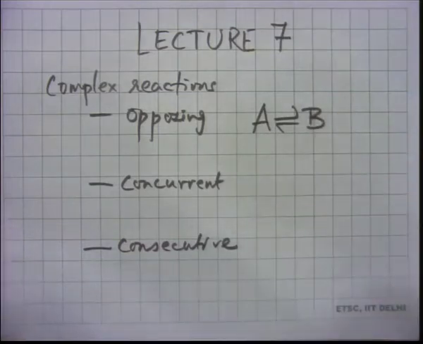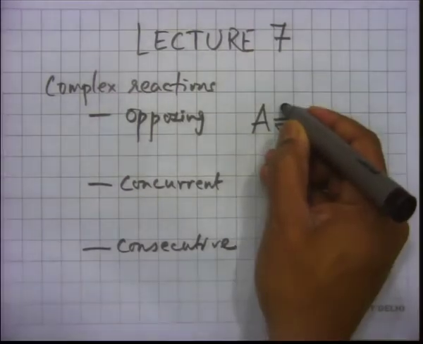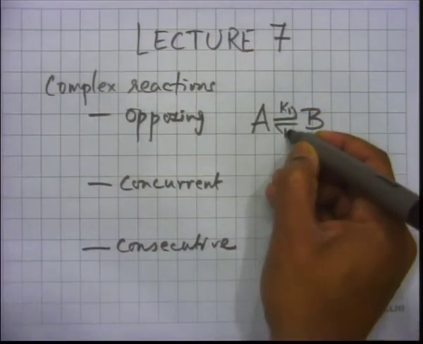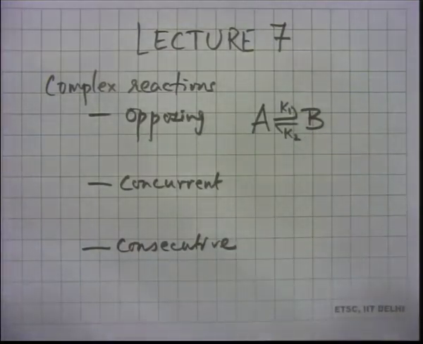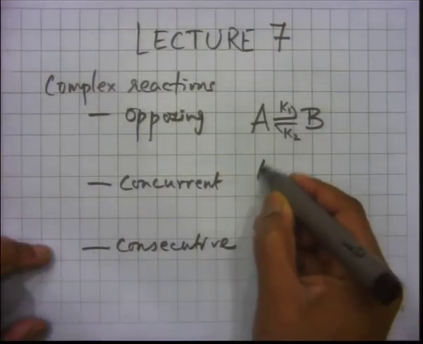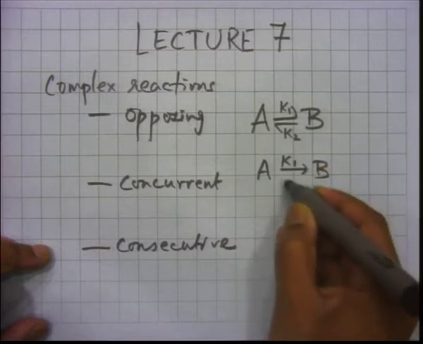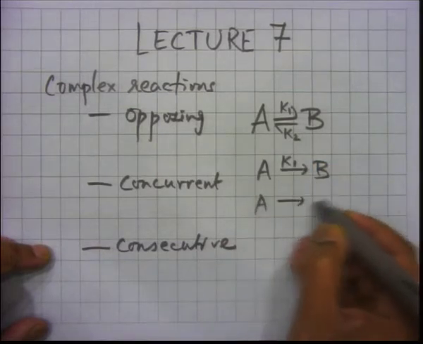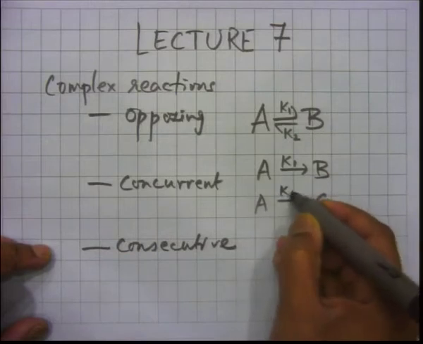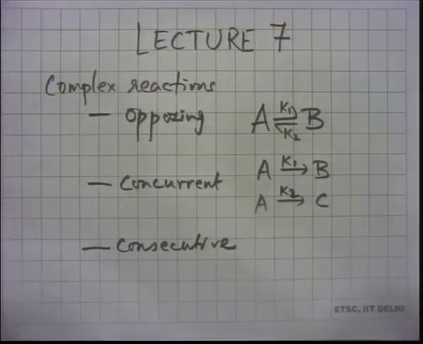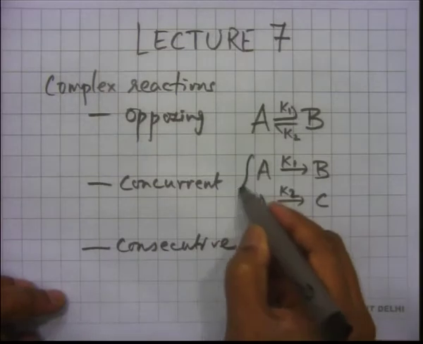So, let us say we have reactions A giving you B and also B giving you A. So, this is an example of opposing reactions. We can also have concurrent reactions. So, that will be A giving you B and A also giving you C at the same time. So, these are happening simultaneously.